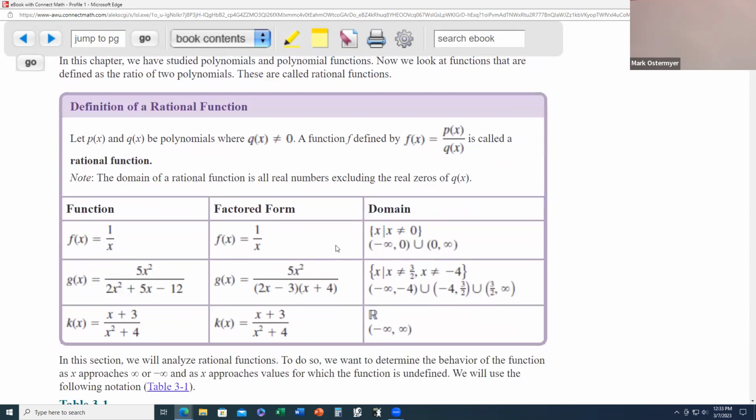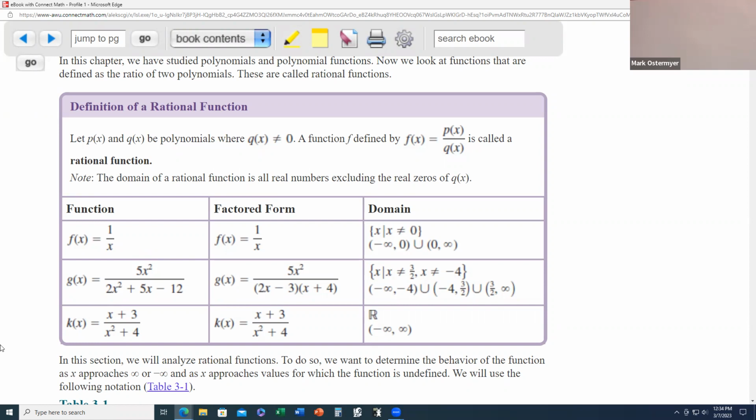Here are some examples of rational functions. The simplest of which would be f of x equals 1 over x, which is sometimes referred to as a reciprocal function, but it is a rational function. And notice the domain of 1 over x is going to be all real numbers except 0. Why can 0 not be found in the domain of this rational function, 1 over x?